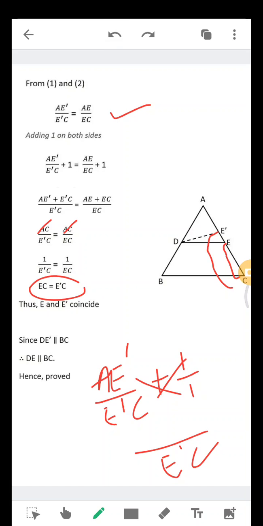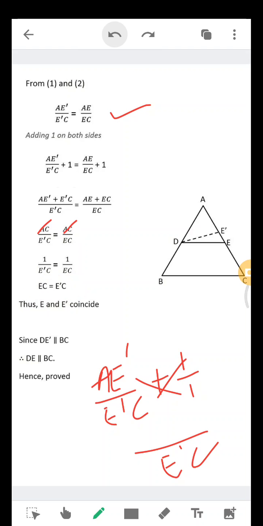So finally we say that DE' is parallel to BC. Therefore DE is parallel to BC, because E and E' are not different points, they are the same point. So finally we say that DE is parallel to BC, hence it is proved.